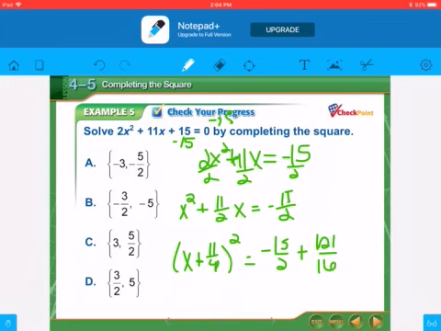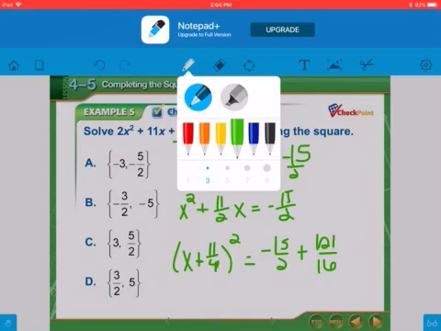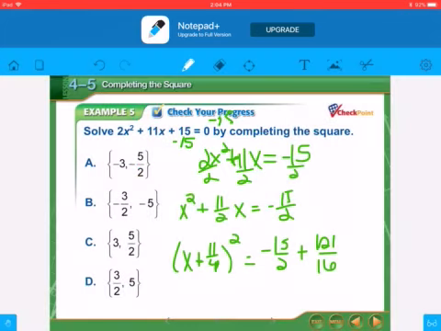And then to add together, I need to get a common denominator. So for 2 and 16, my common denominator is 16. So I'm multiplying 15 halves, top and bottom, by 8. So I get x plus 11/4 squared equals, let's see, 15 times 8, that is 120. So positive 1 over 16. And now this doesn't look like a 4, that looks like a y.